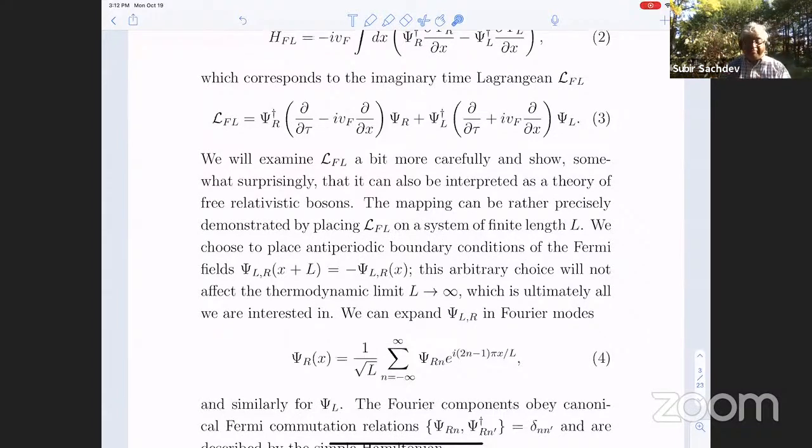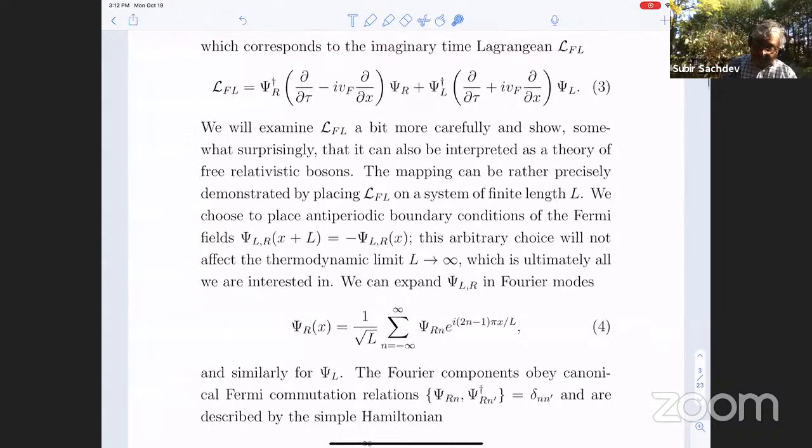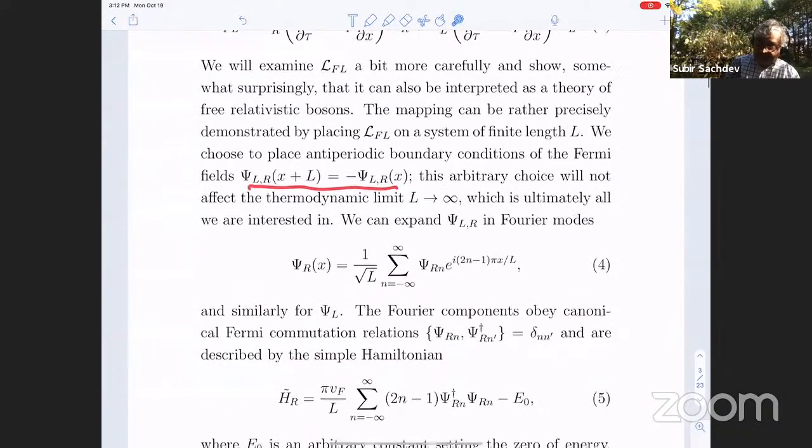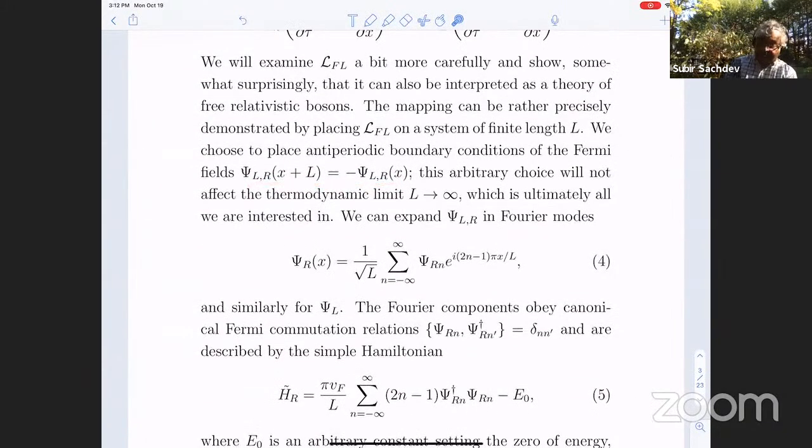And this kind of thing is bread and butter for string theory. There are Neveu-Schwarz and Ramond boundary conditions for fermions on a string. Here we're really talking about an actual ring with fermions moving on it, both left and right movers. Okay, so with this boundary condition, I don't take a Fourier transform, I take a Fourier series. And so the Fourier components of psi are here, and this is then the wave vector. So the wave vector is now quantized in odd multiples of pi over L, 2n minus 1.